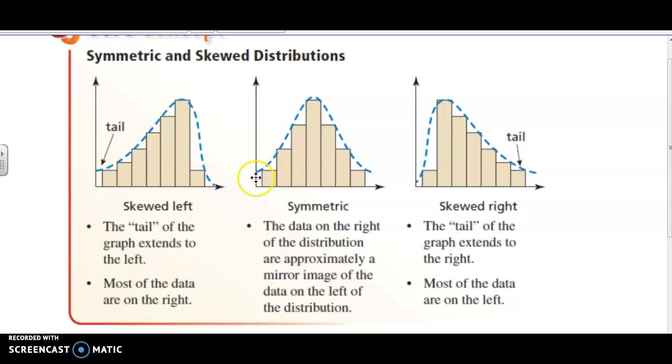Now symmetric just means that it's about a mirror image. So you get to the top and then it's the same to the right as it is to the left. It doesn't have to be exactly the same in order to be symmetric, but it should be close to the same. And then skewed right means just the opposite of skewed left. The majority of the data is on the left-hand side, but the tail extends to the right-hand side. So there's some data down here, and the majority of it is right here. So this part is skewing it right.